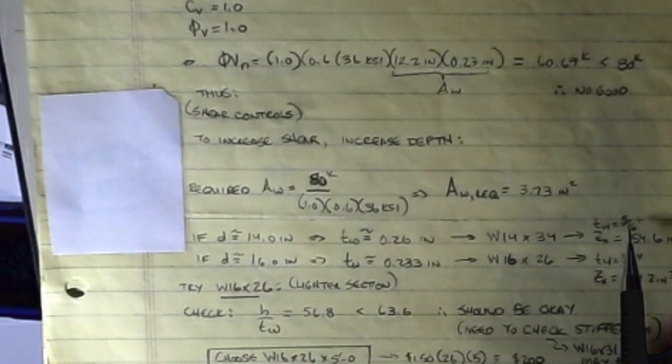And so if I choose around 14 inches, I need a web thickness that's 0.26 inches. It's slightly larger than 1/4 of an inch. The first one that meets that set of criteria is a W14 by 34. It has a web thickness of 5/16 of an inch, that's 0.3125. And then we have a ZX value of 54.6 inches cubed.